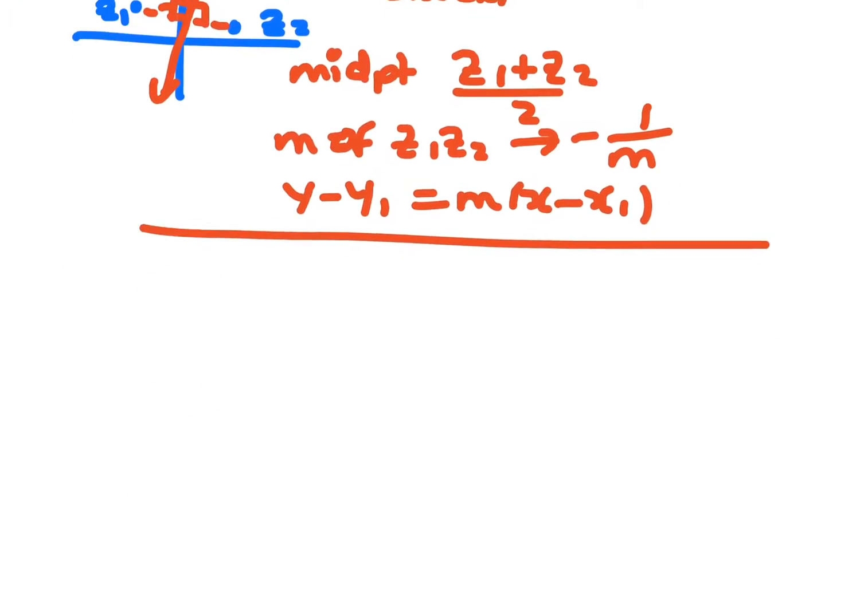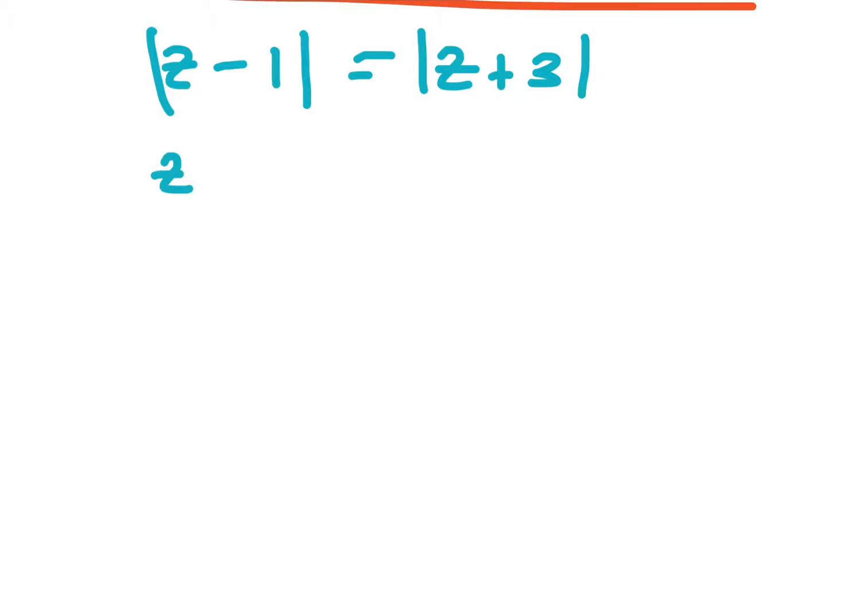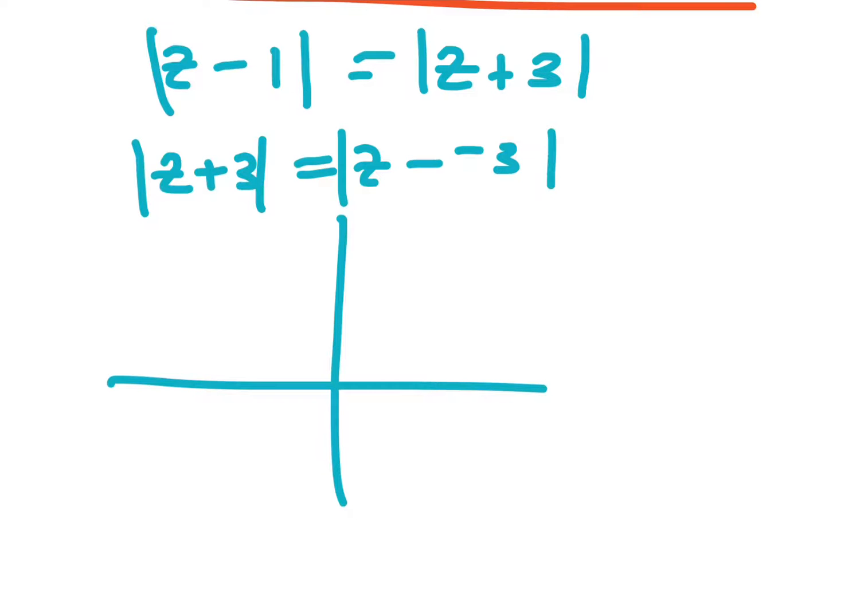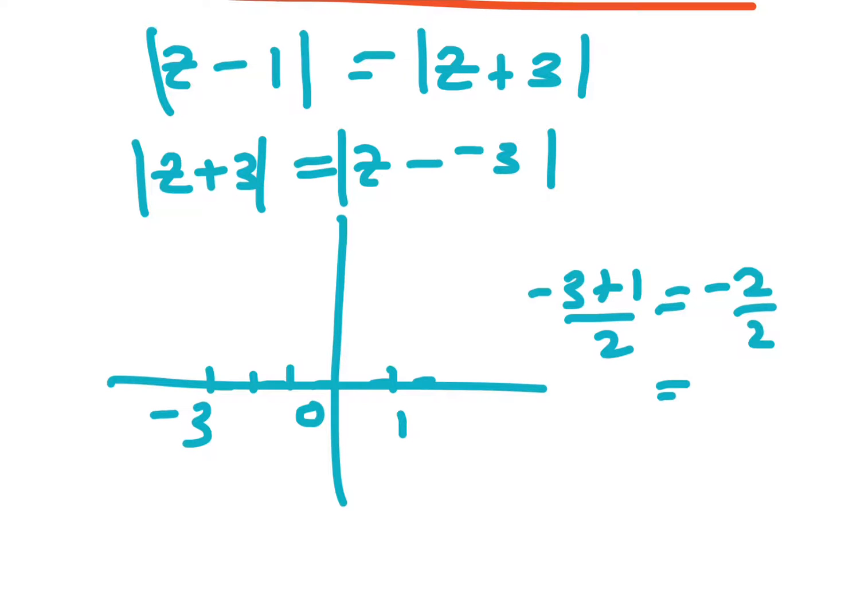So let's just look at a quick example here. Say we have |z - 1| = |z + 3|. So z plus 3 is z minus minus 3. So it just means that the distance from 1, that's the first one, will equal the distance from minus 3. So that means if you go halfway between 1 and minus 3, you end up with minus 2 on 2, which is minus 1. That means that the line we're talking about would be x equals minus 1.